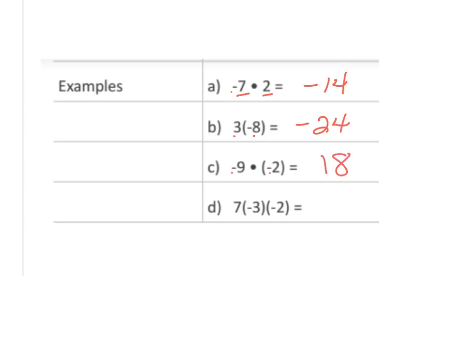3 numbers, same thing. Let's start with the first 2. Positive times a negative, my answer is going to be negative. 7 times 3 is 21. Now multiply that by the -2. A negative times a negative equals a positive. 21 times 2 is 42.